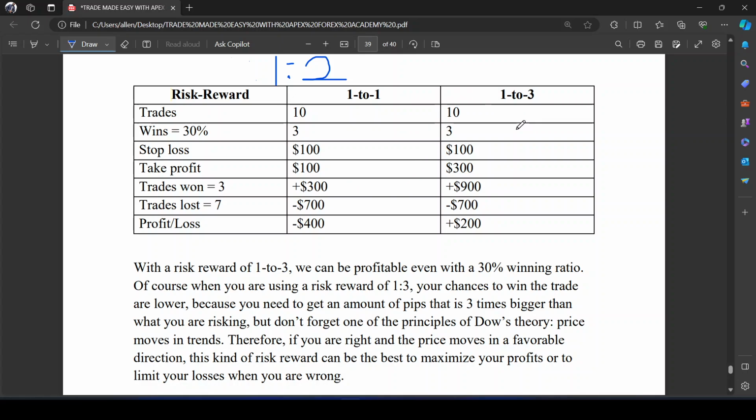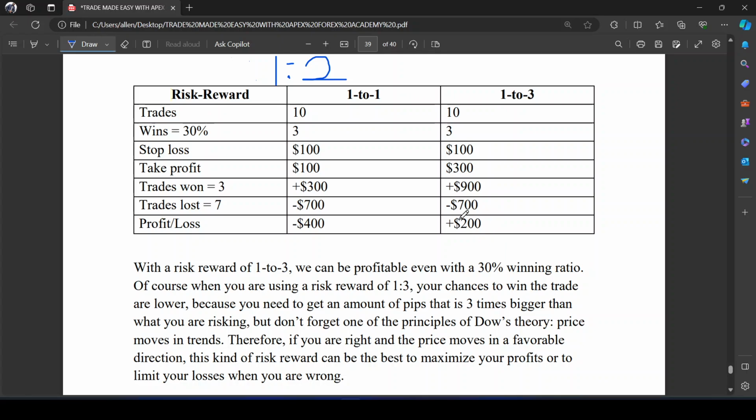But on the other hand, with 1:3, look at what it gave me: $900. I lost a total of 7 trades. That 7 trades amounted to $700, and it put me in a negative of $400. Meanwhile, in this case, I lost that same $700, but it put me in a positive of $200. So you see that I only won 3 trades out of 10 trades, but because my risk to reward was well defined, I still came out profitable after 10 trades, of which I lost 7.